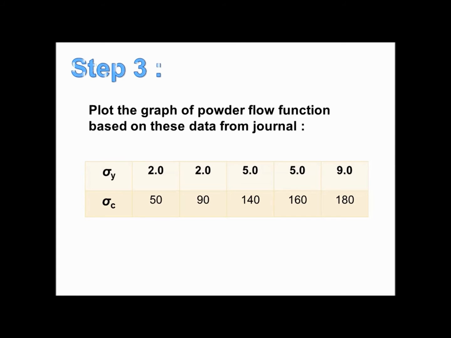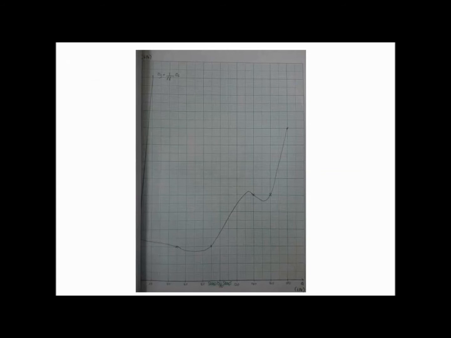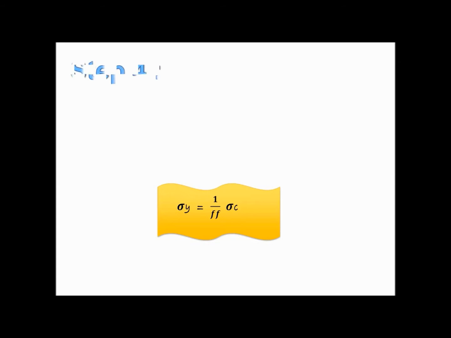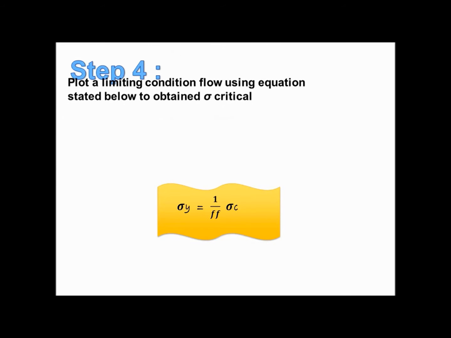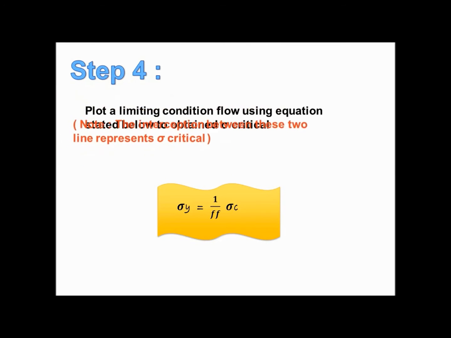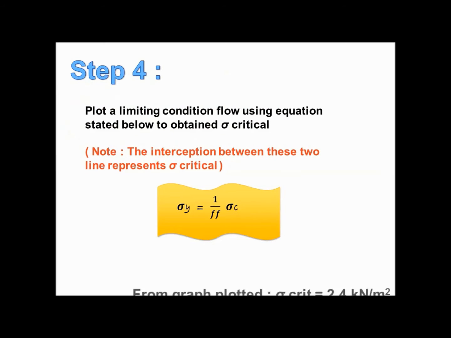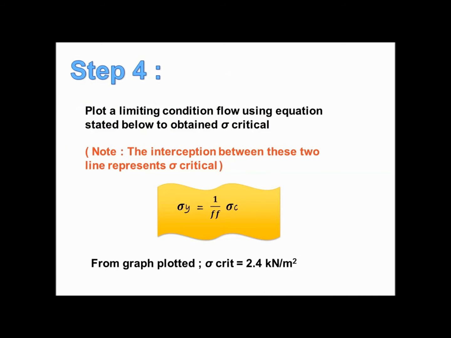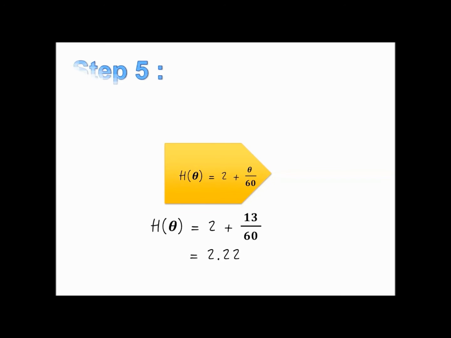Step 3. Plot a graph of powder flow function based on the values of sigma y and sigma c from the journal. So this is the graph that has been plotted. Step 4. A limiting condition flow needs to be plotted in order to obtain sigma critical. The intersection between powder flow function and limiting condition flow gives the sigma critical, which is 2.4 kN per meter square.